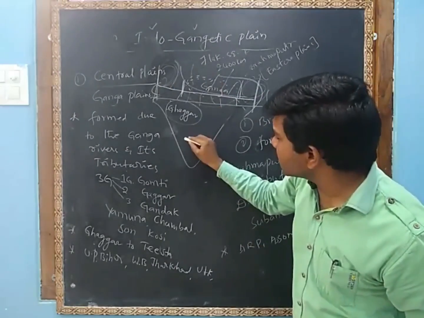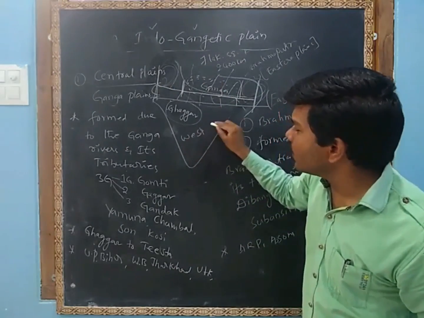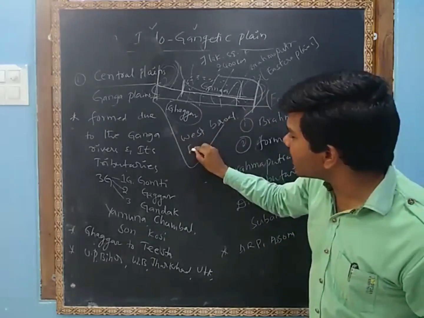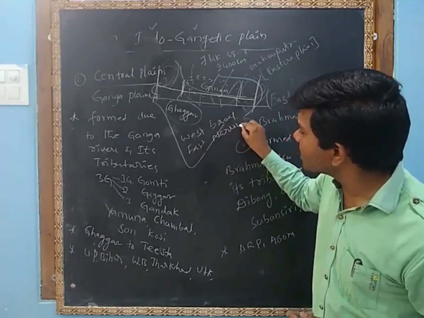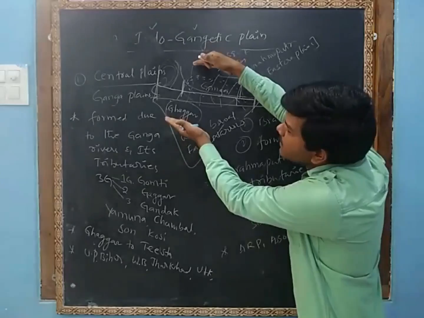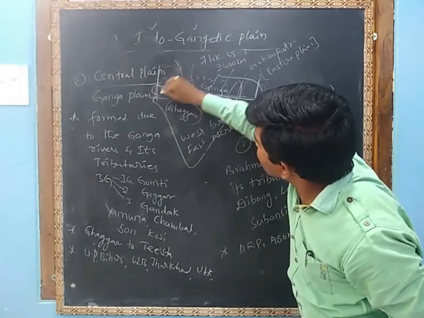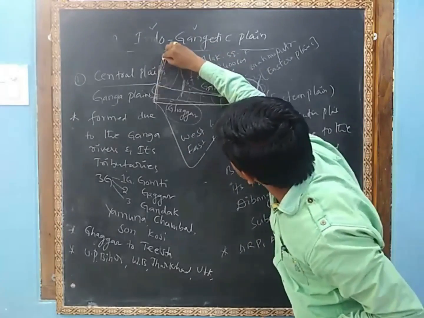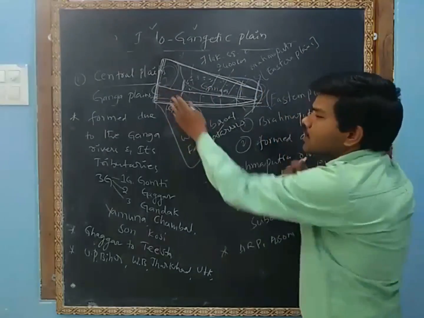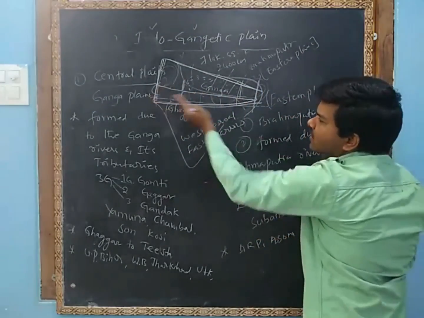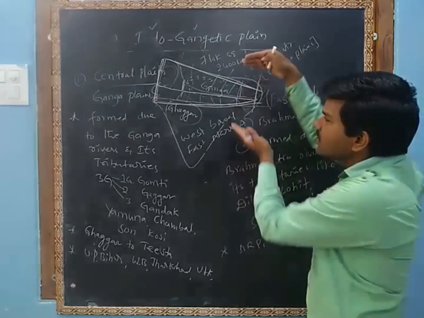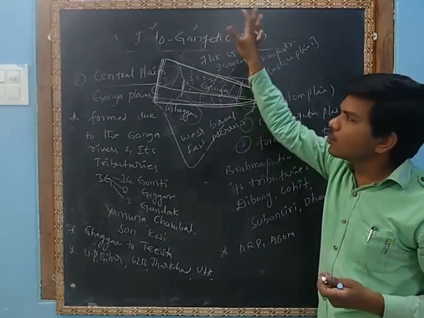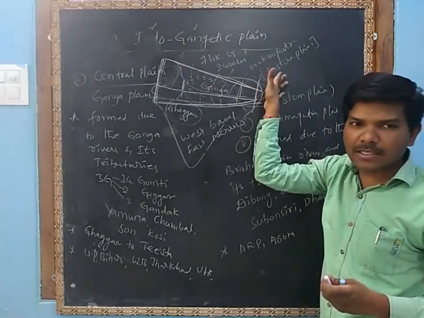And on the west side, the width is very broad, and on the east side it is very narrow. I repeat, the plains are very wide in the west, and they become narrow. So you see, this is the west side. These plains are very broad, and whenever we are coming from west to east, they decrease. That means they become narrow. So this is about the Indo-Gangetic plains. Hope I am clear.